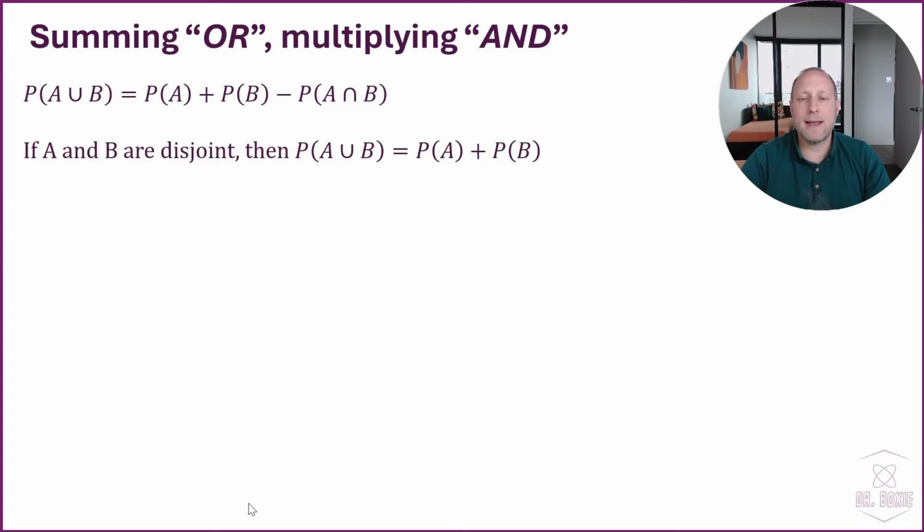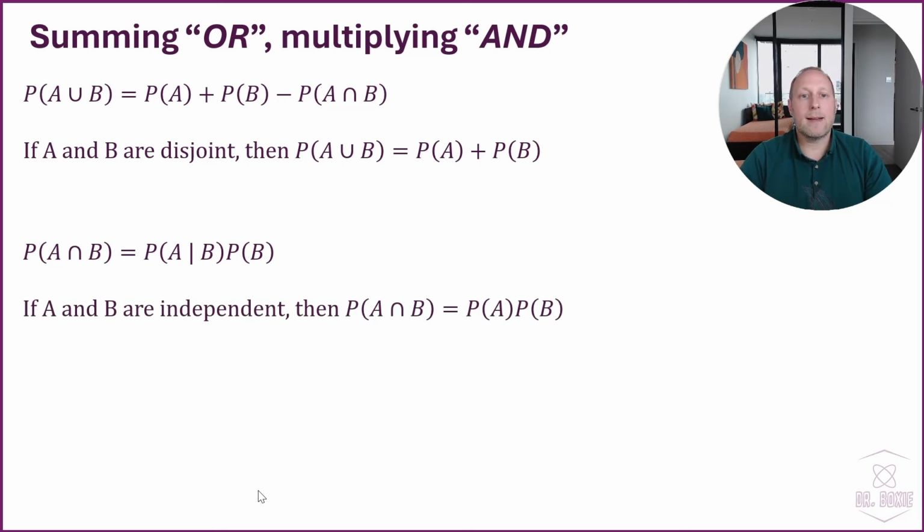Similarly, I've heard students say that P of A and B is P of A times P of B. Again, that is in general not true. What is true is that P of A and B is P of A conditioned on B times P of B. And if A and B are independent events, then it is true that P of A given B is simply PA, and therefore that P of A and B is PA times PB. So OR doesn't simply translate to plus, and AND doesn't simply translate to multiplication, but they do in those two special cases here.